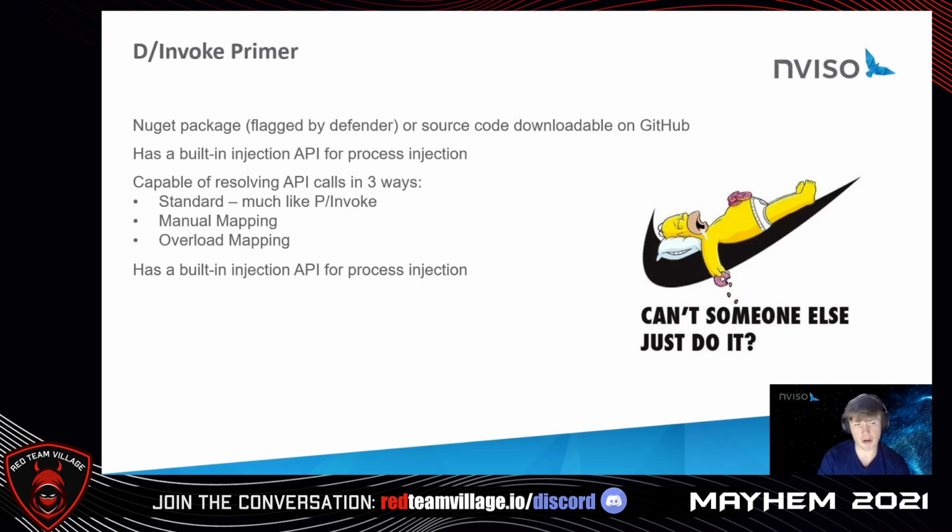It is capable of resolving API calls in 3 ways. So you have the standard way of doing things, much like PInvoke would. You have your manual mapping, which is mapping a module manually into memory. I'm going to talk about that in just a minute. And you have overload mapping, which is a bit of a deception kind of thing, and a bit out of scope of this talk. So that's quite nice.